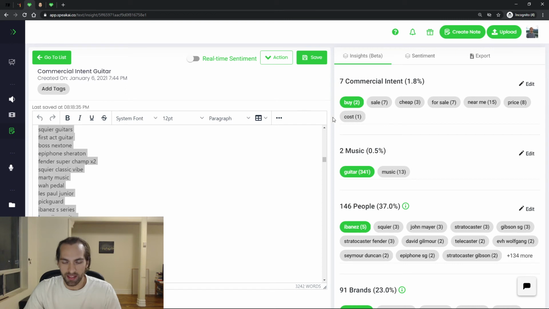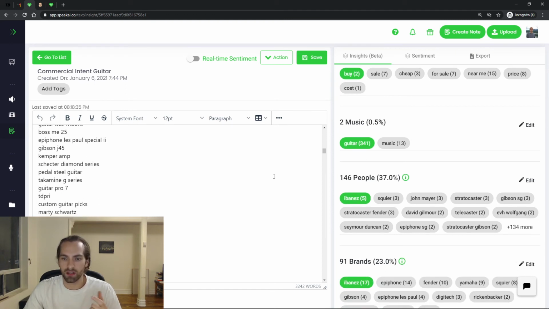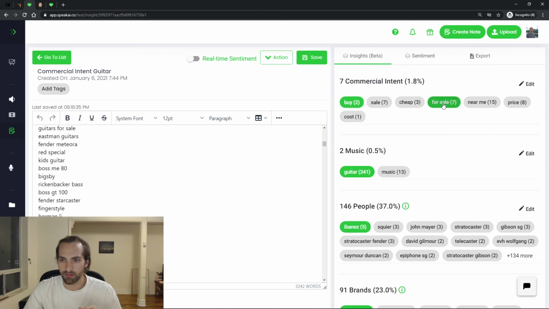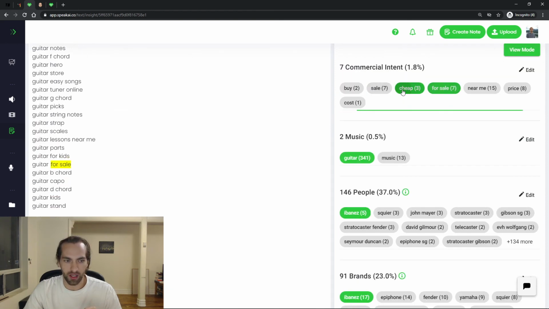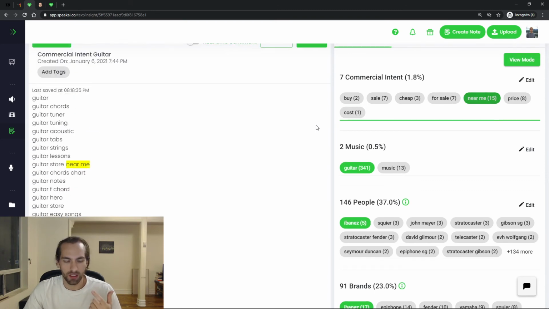And now with the analysis with Speak, it's automatic. All the terms with commercial intent are automatically identified. So I can hit for sale, I can hit cheap, and I can see all the ones with near me. Beautiful. Now I have stripped through thousands and thousands of words and automatically identified the terms that actually have commercial intent. And I could just keep building this.